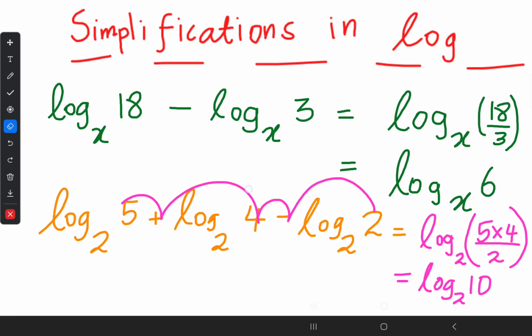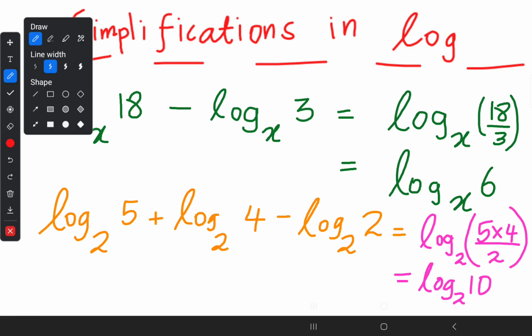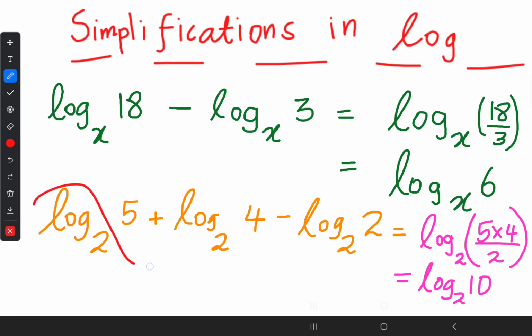Thereafter, in the second question, we have too many operations. The bases are the same, so don't worry about it. We have an addition, that means multiplication. 5 times 4 is 20. Then there is a subtraction, so that would be a division. 20 divided by 2 will give you 10. Log base 2, the value would be 10. Very easy. Addition became multiplication and subtraction became division.